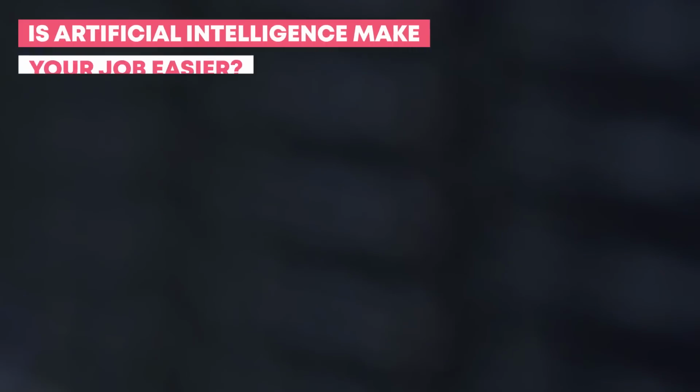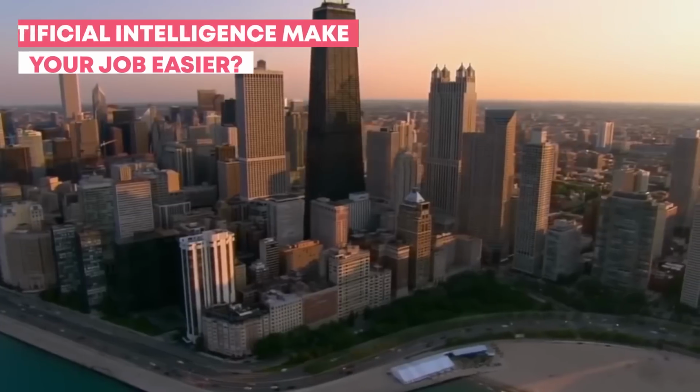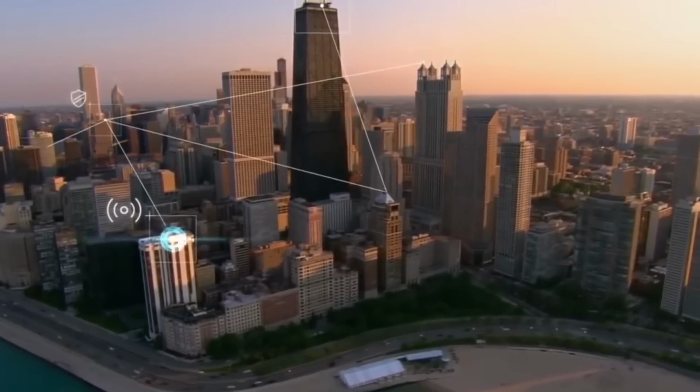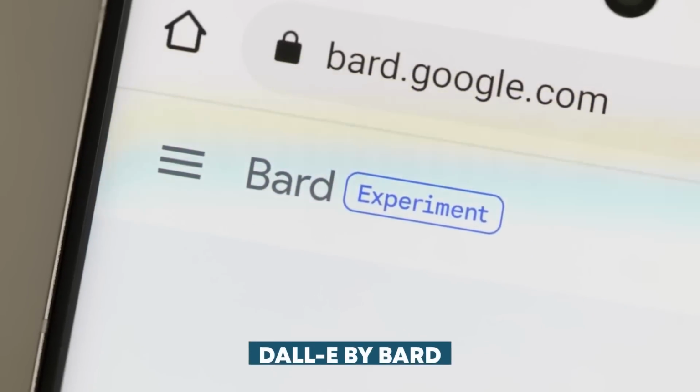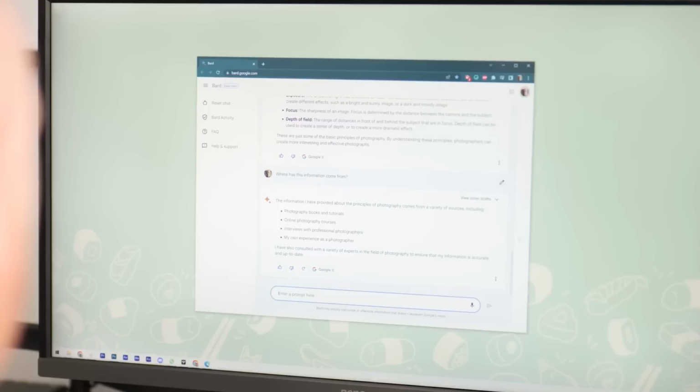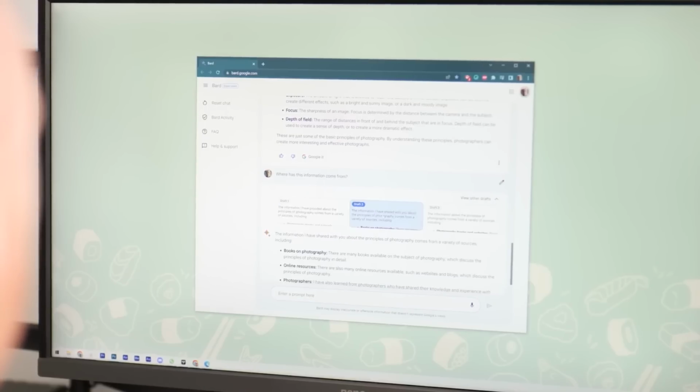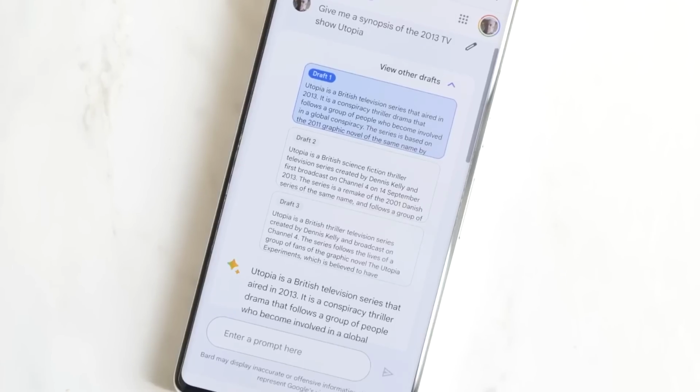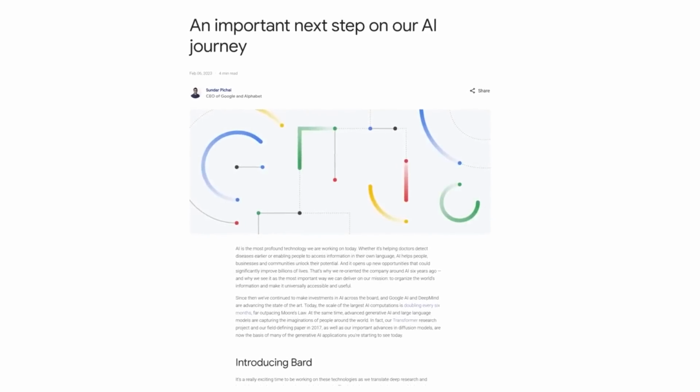Welcome to today's video, where we will be talking about the practical applications of artificial intelligence with a particular focus on DALL-E by Bard. If you haven't heard the name before, you're in for a treat, and if you have, then you know what a revolution these programs are. But what does it actually mean for the world?